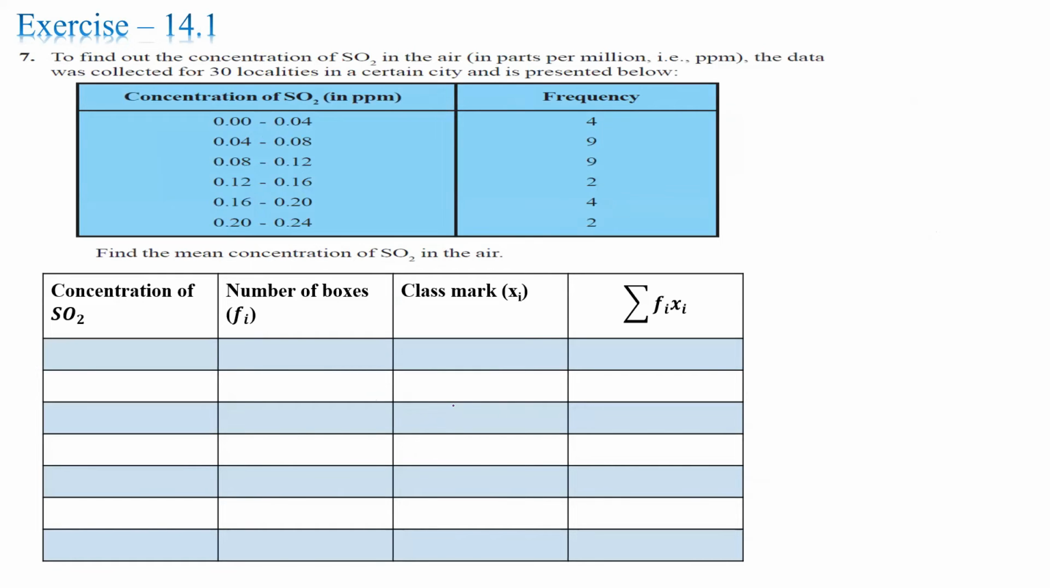Concentration of SO2 is given to us and its frequency is given to us. Concentration is given in ppm. The process will be the same. The best way is to use the direct mean method, because the direct mean method is very easy.